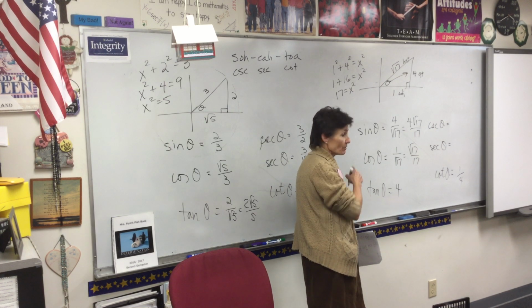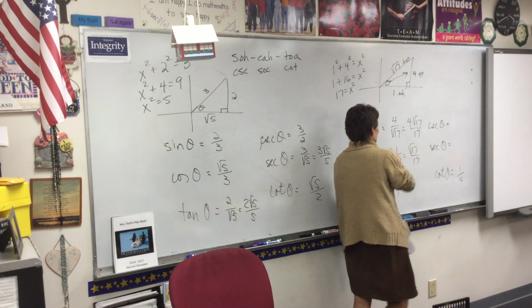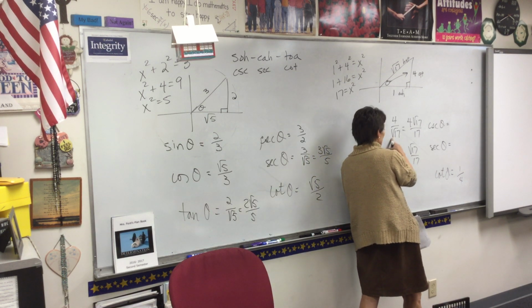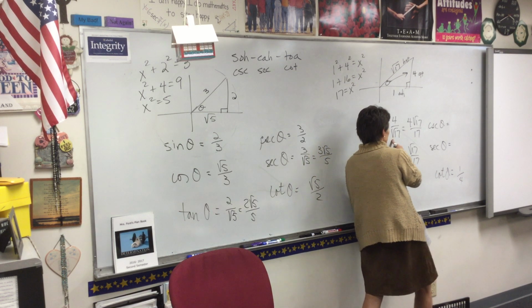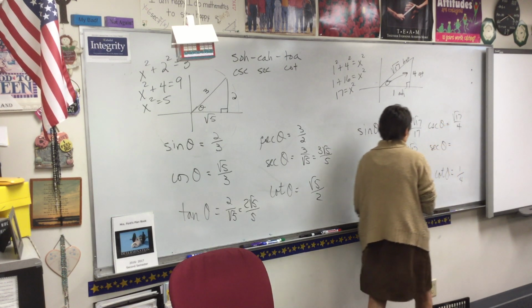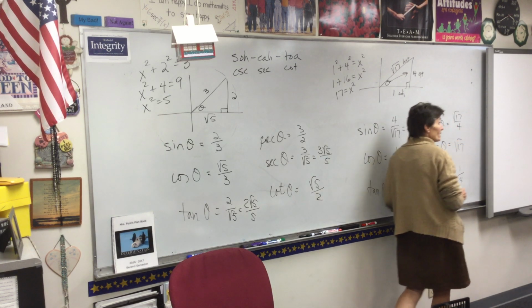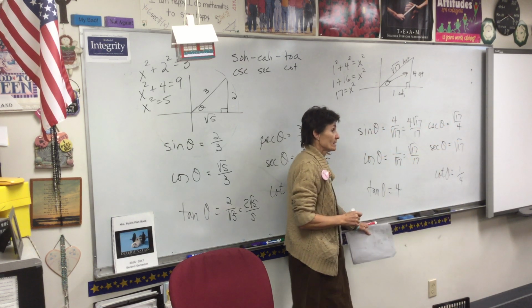Okay, you with me? All right, let's do our reciprocals. Remember, flip it so the radical's on top. So we're going to flip this one. So cosecant is going to be root 17 over 4. And secant will be root 17 over 1, or just root 17.